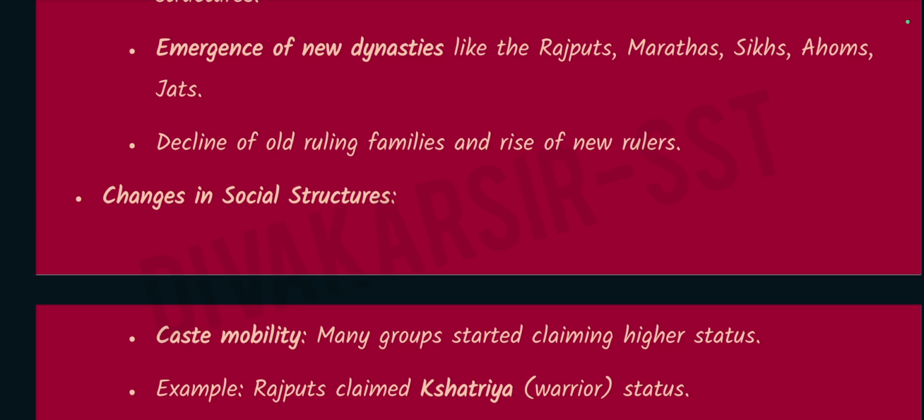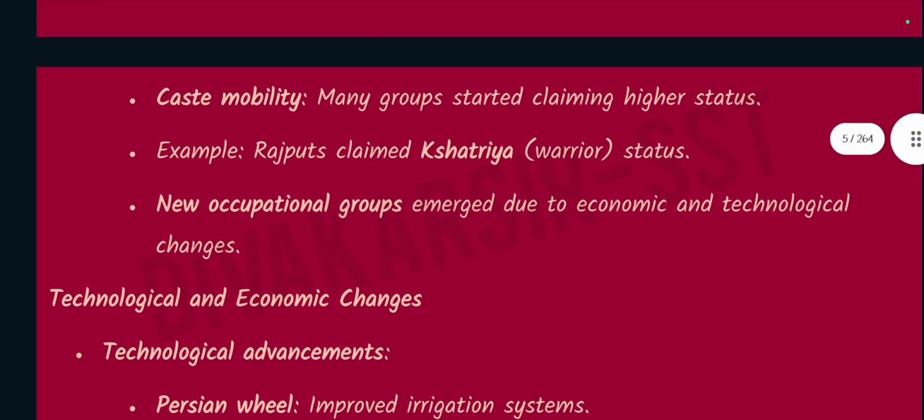Changes in social structures. Caste mobility. Many groups started claiming higher status. Example, Rajputs claimed Kshatriya or warrior status. New occupational groups emerged due to economic and technological changes.